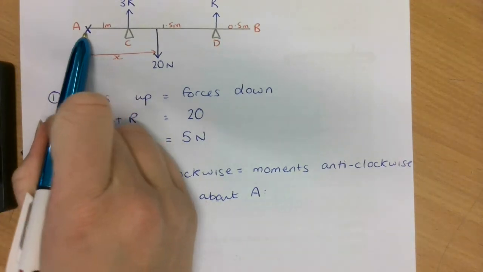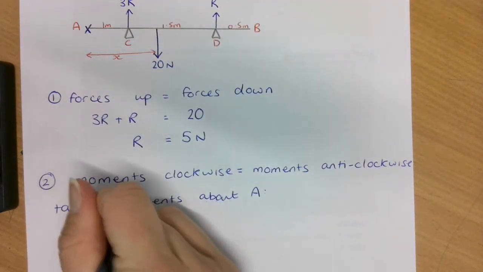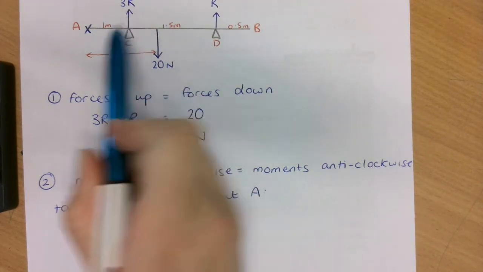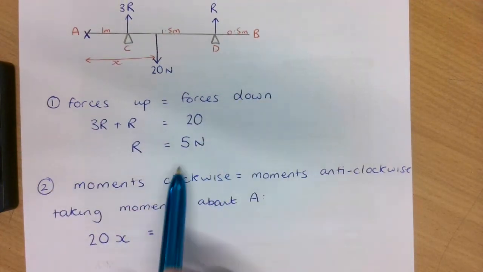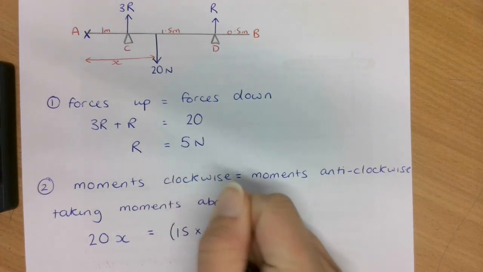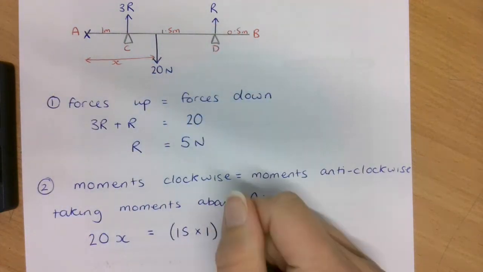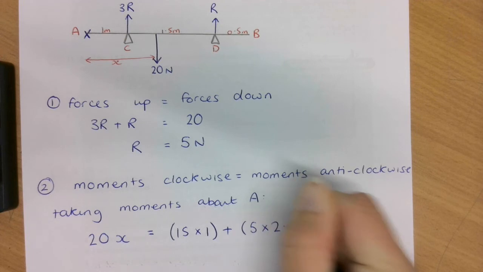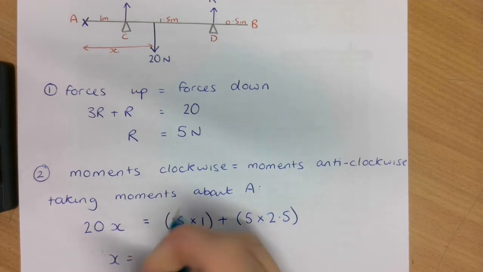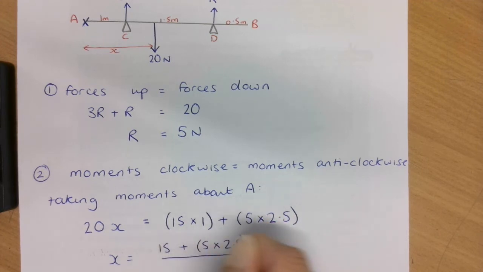So taking moments about A, clockwise, I've got that 20 newtons multiplied by the distance X. So 20 times X. Anti-clockwise, well, I've got 3R times 1. I remember we worked out that R was 5. So that's 15 times 1. And I've also got R, which is 5, times 2.5. And then we just need to solve this for X. So X is equal to 15 plus 5 times 2.5 all over 20.